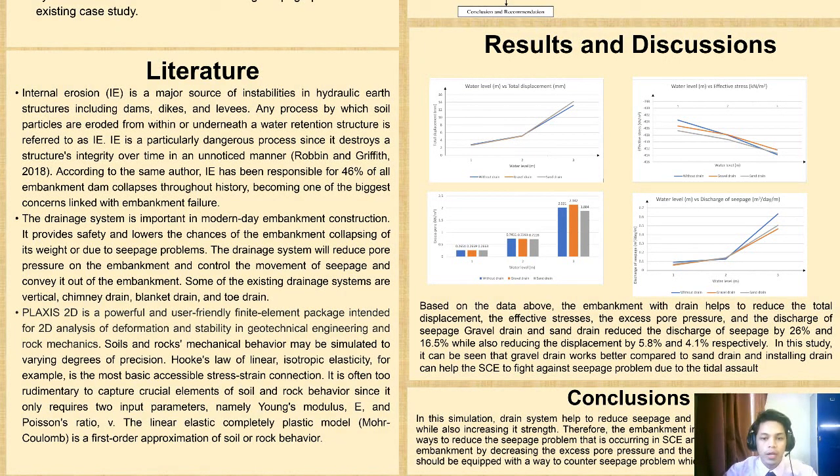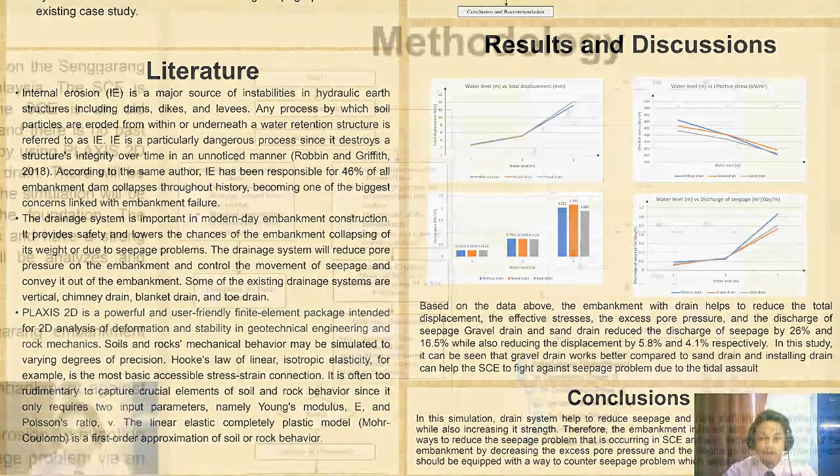Hooke's law of linear isotropic elasticity, for example, is the most basic stress-strain connection. It is often too rudimentary to capture crucial elements of soil and rock behavior since it only requires two input parameters, namely Young's modulus and Poisson's ratio. The linear elastic perfectly plastic model, Mohr-Coulomb, is a first order approximation of rock or soil behavior.